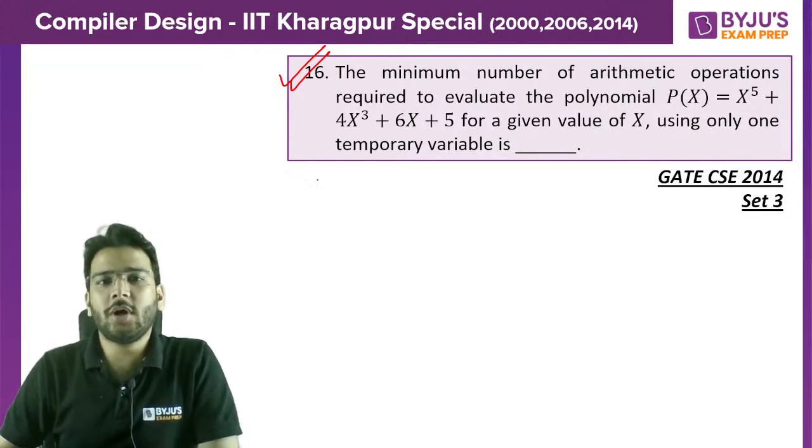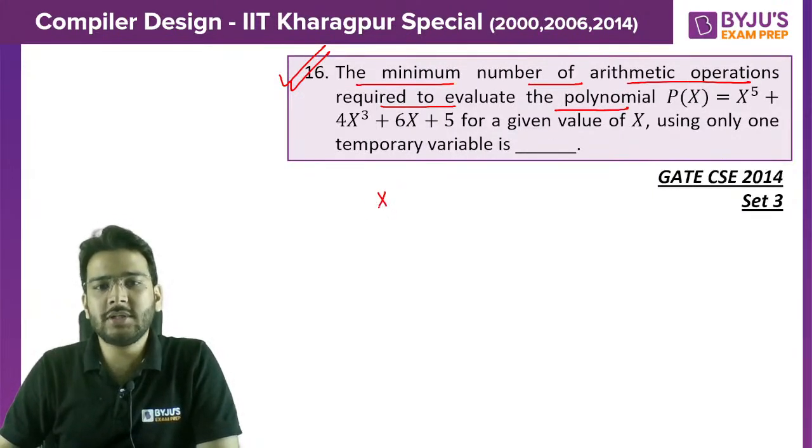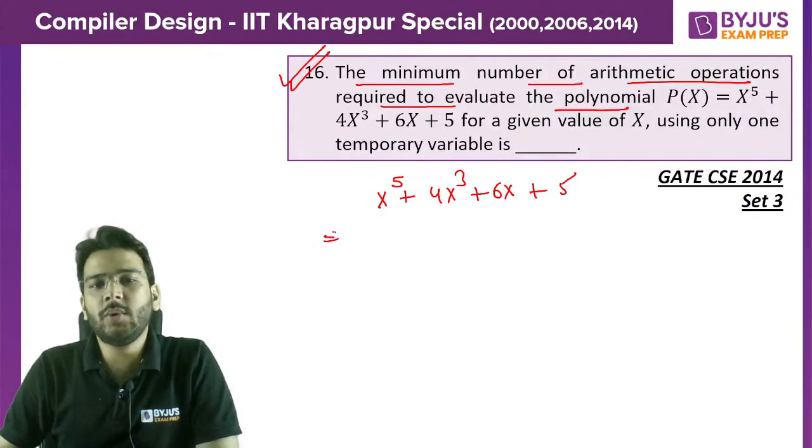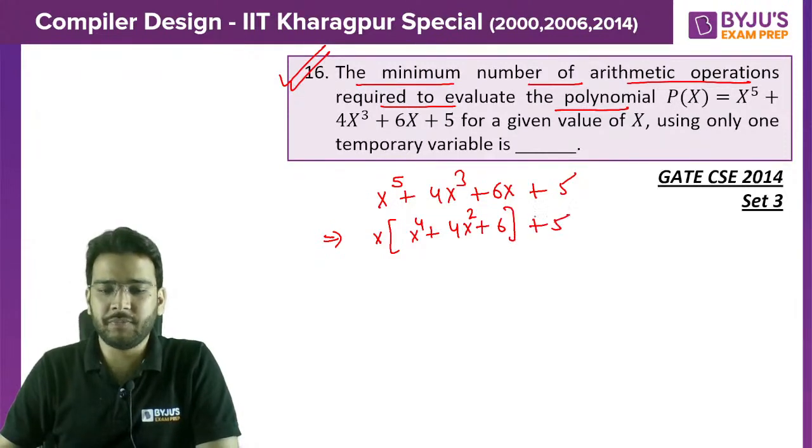Yes, guys. So let's solve this question now. The minimum number of arithmetic operations required to evaluate the polynomial. So this is the polynomial given to you, x raised to the power 5 plus 4x cube plus 6x plus 5, right? So what we can do is, if I take common x, what do I get? x raised to the power 4 plus 4x square plus 6, plus 5, correct?